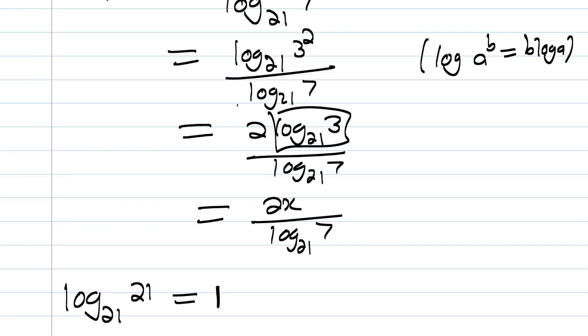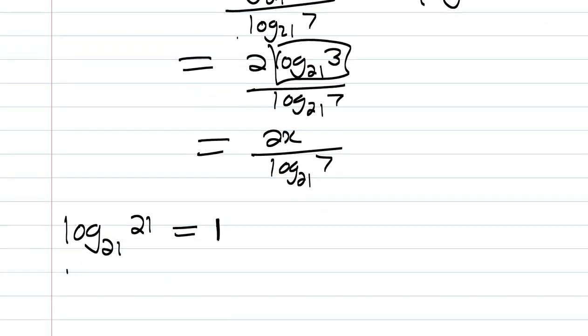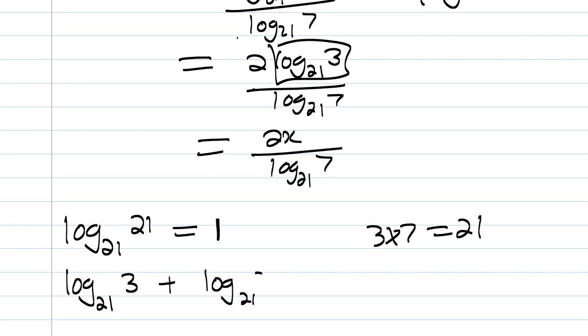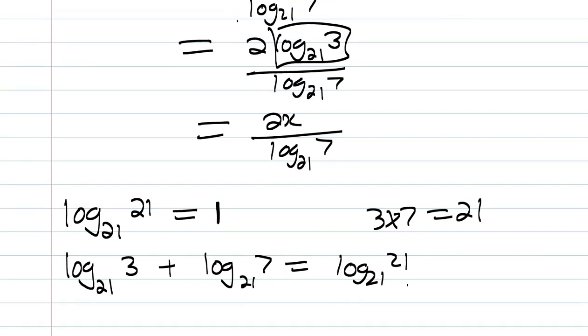Hi, are you there? Oh yes. All right. And so now we know that 3 times 7 is 21, right? Yes, that's exactly what I did. So we know from this log law that this must equal to this. But we know that this guy is 1. And we know that this guy is called x. And so we can see that this guy is 1 minus x.